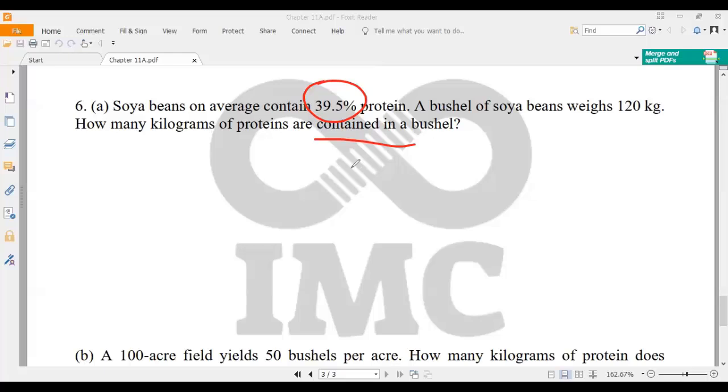Okay. So how can we solve this problem? Here we can easily solve it. The question says on average soybean contains 39.5% protein. Then we can say in a bushel, that means 120 kg of soybean, can contain 39.5% of 120 kg. Okay. So that is the amount of protein we will find out from a bushel.